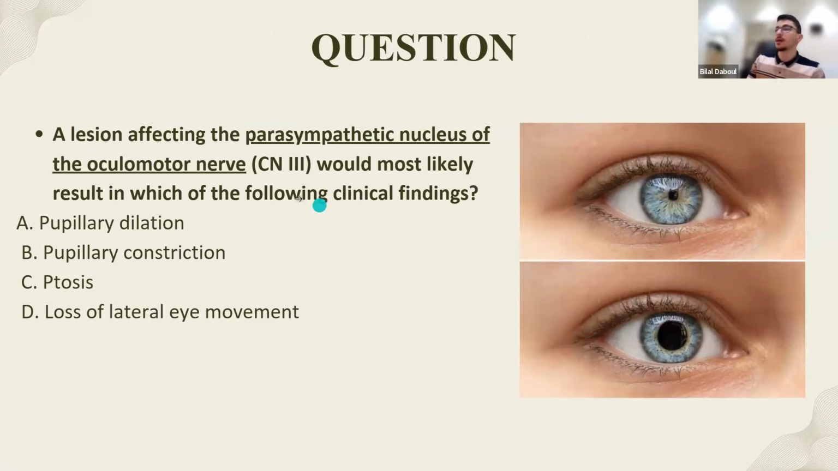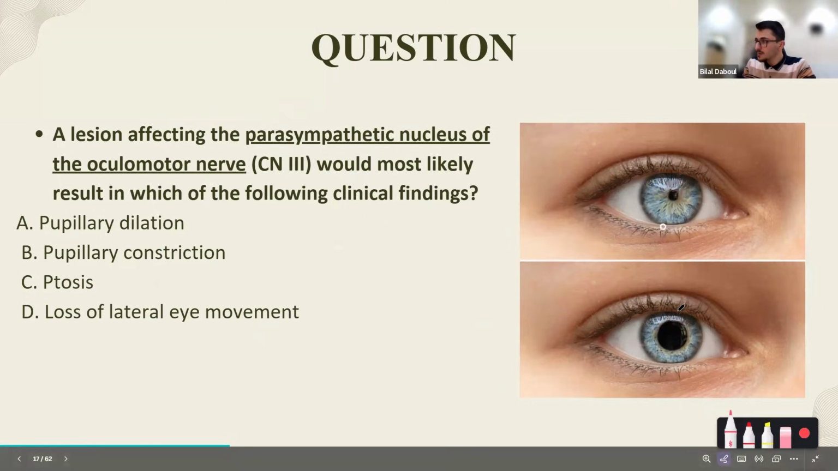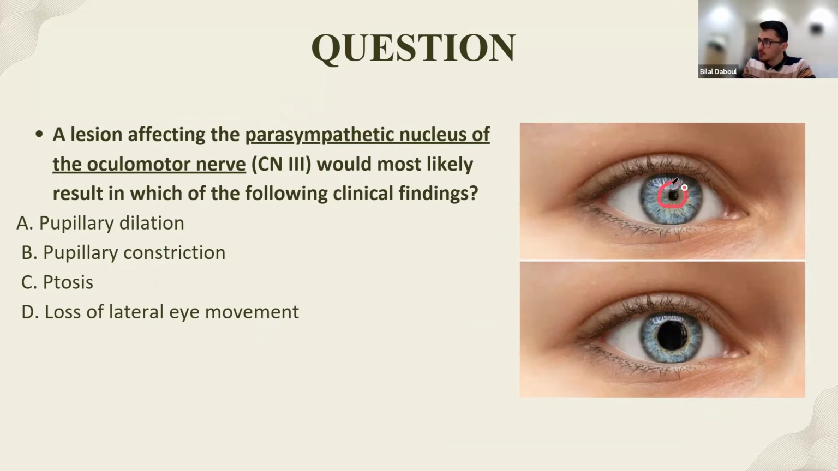I discussed this actually. A lesion affecting the parasympathetic nucleus of the oculomotor nerve, so parasympathetic function of the third cranial nerve, would most likely result in which of the following clinical findings? Would it be pupillary dilation, pupillary constriction, ptosis, or loss of lateral eye movement? The parasympathetic nucleus of the oculomotor nerve is referred to as the Edinger-Westphal nucleus, and it supplies GVE fibers to ultimately innervate the sphincter pupillae muscle. Let me show you this more clearly. This would be the pupil, and you would have the sphincter pupillae muscle surrounding the pupil.